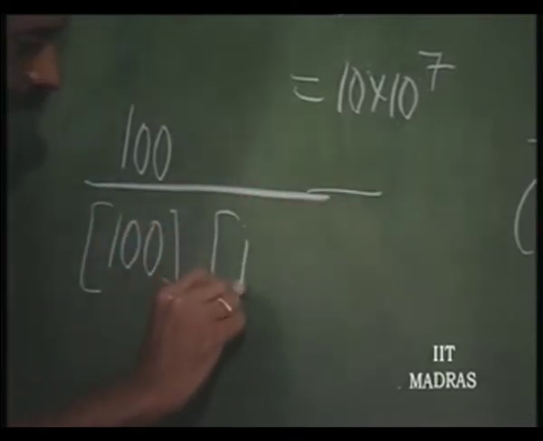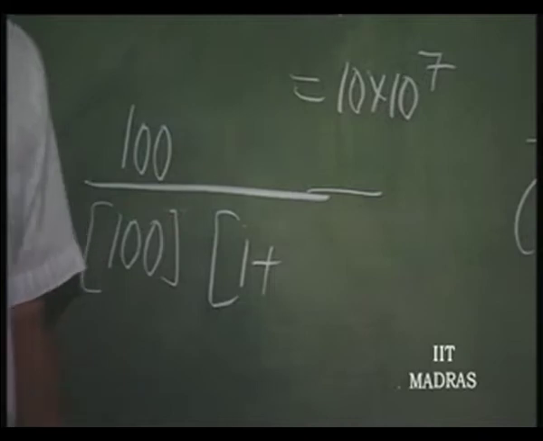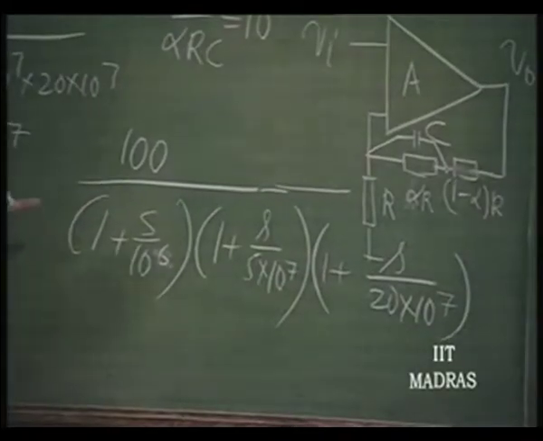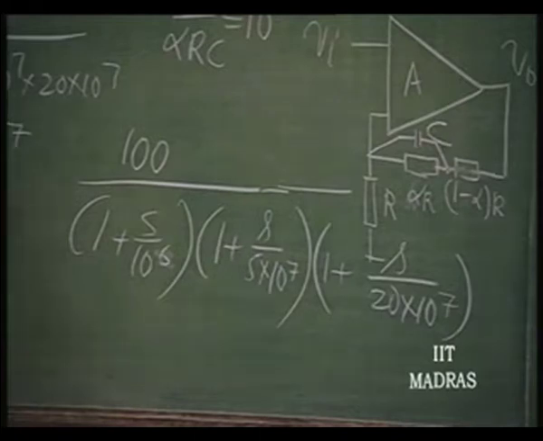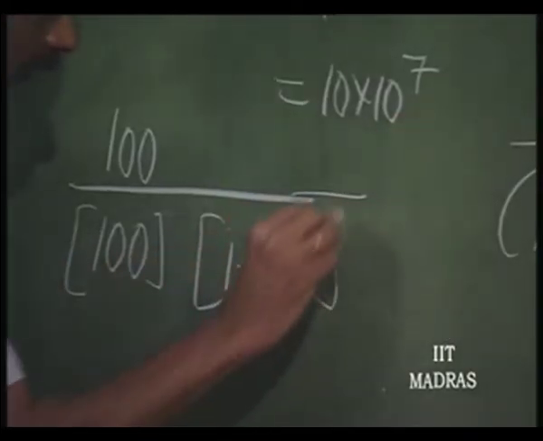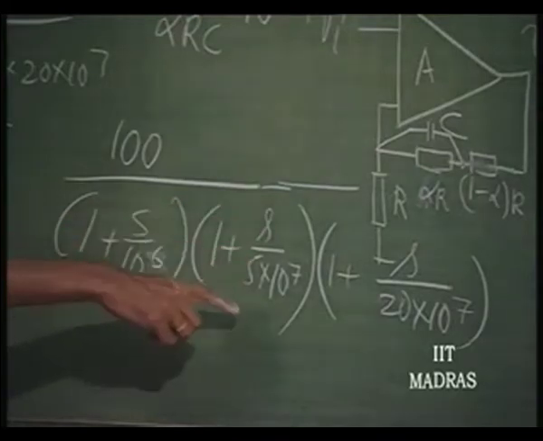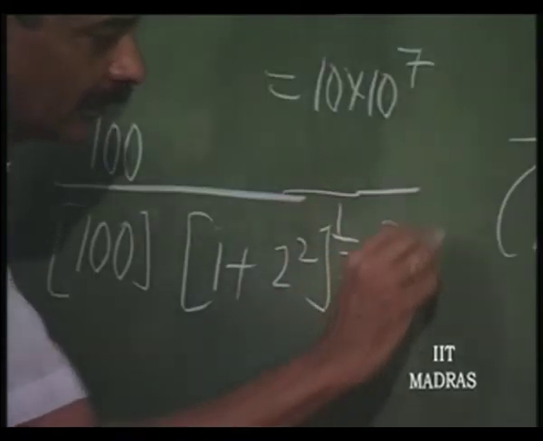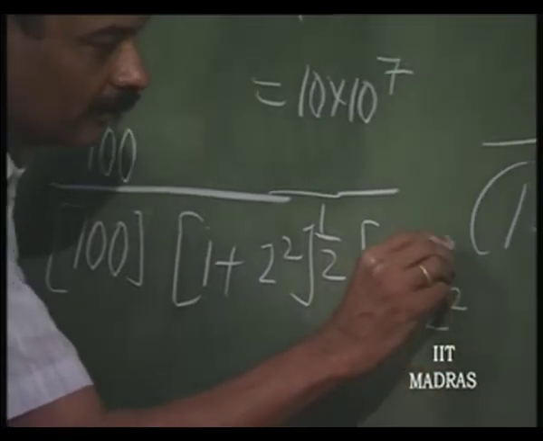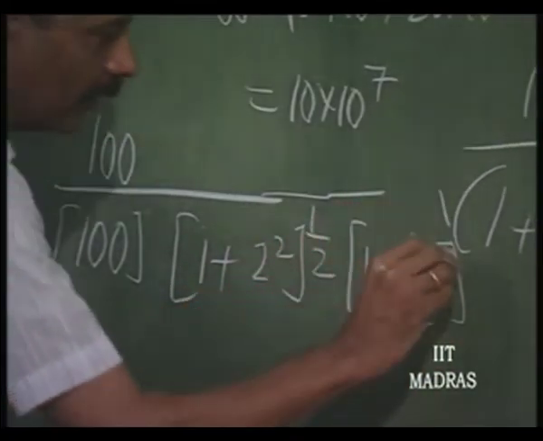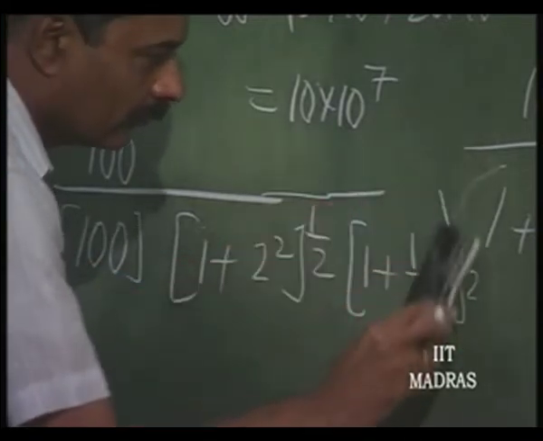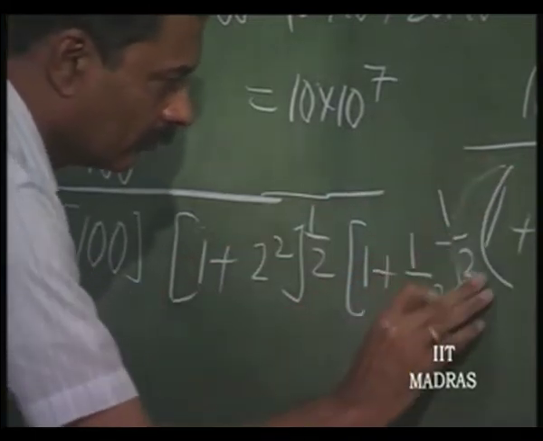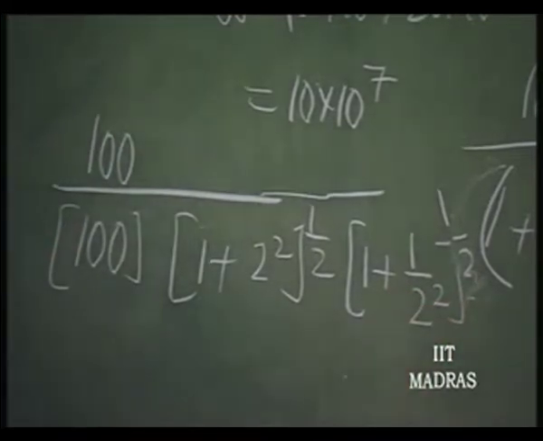Other things now, 1 plus S, where S is again 10 into 10 to power 7. So, there is a factor of 2 here. So, 1 plus 2 squared to the power half, that is the magnitude of this. Then the other one is 1 plus half squared, to the power half. So, this is the magnitude, and obviously this is less than 1.